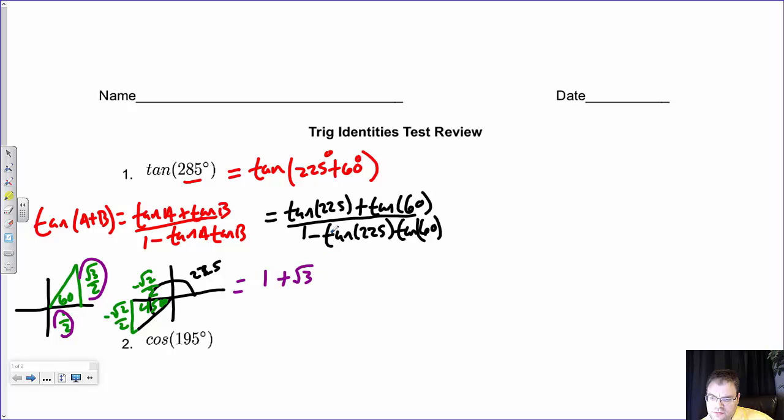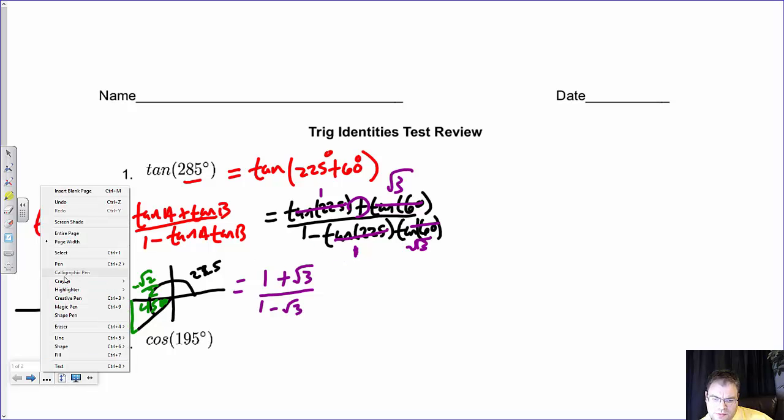So this is 1 plus root 3. So right here, this is 1. And right here, this is root 3 is what I'm telling you. And there's a plus sign in between them, so that's what I have. And then I have 1. We know this is root 3 and this is 1. Sorry, this is root 3 right here. And this is 1. So this becomes 1 minus root 3.